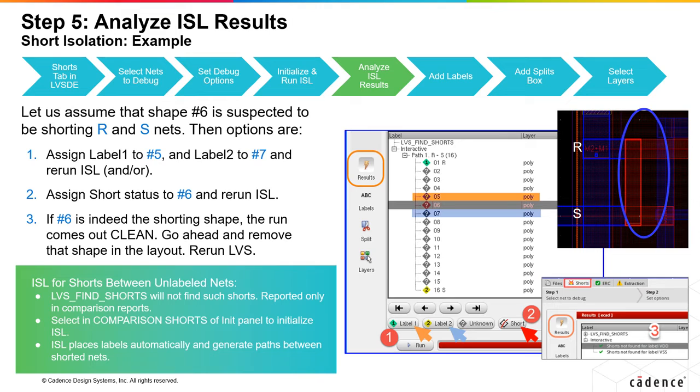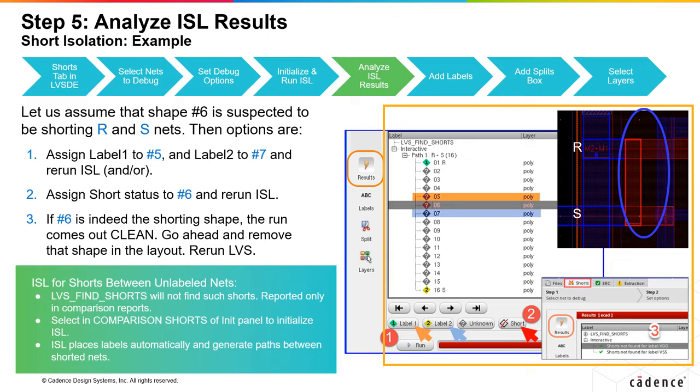By adding virtual labels and claiming common shapes in the shorts path, you reduce the effective shorts path, narrow down the list of shorting shapes and thereby locate the short. Labeling can be done using the buttons in the results panel or using the options in the labels panel. Here is a path that suggests a short between nets R and S. There are 16 shapes in the path. Let's assume that shape number 6 is suspected to be shorting R and S nets. In that case, you may assign label 1 to shape number 5, and label 2 to shape number 7 and rerun ISL. Additionally, you may also assign short status to shape number 6 and rerun ISL.